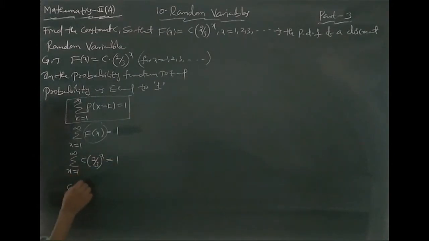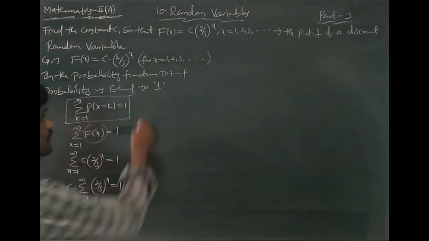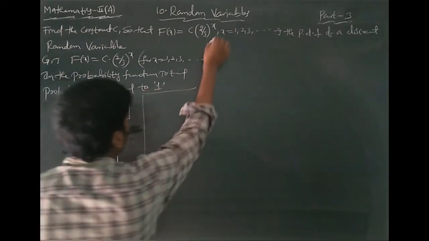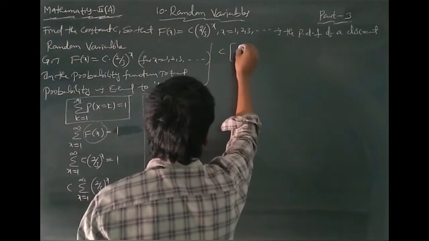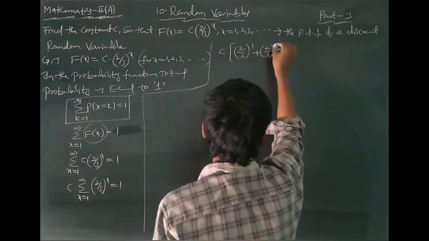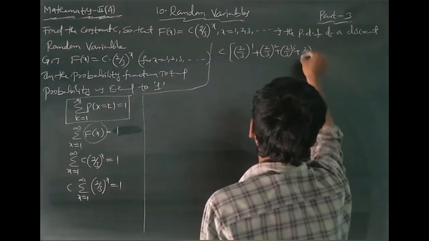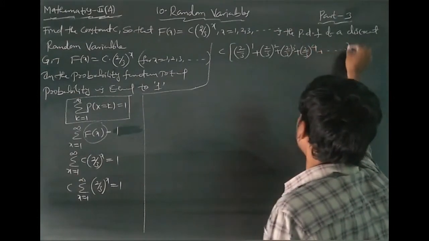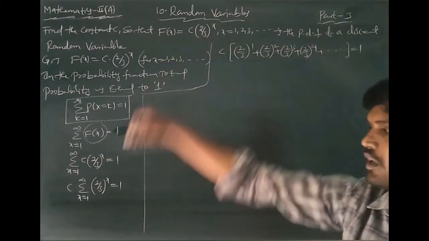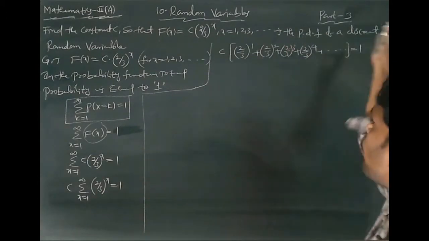Here we can take c common: summation of x equal to 1 to infinity of (2/3)^x is equal to 1. You can extend this summation and you get, expanded, c into (2/3)^1 plus (2/3)^2 plus (2/3)^3 plus (2/3)^4 and so on is equal to 1. You can write the x values 1, 2, 3, 4 and so on.